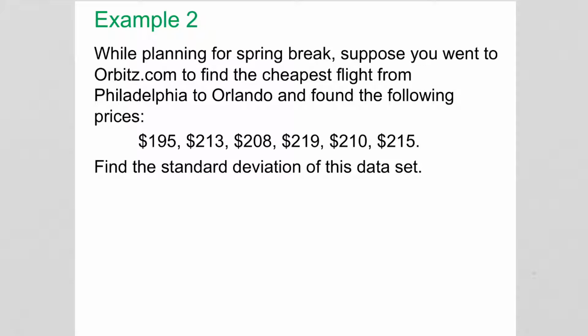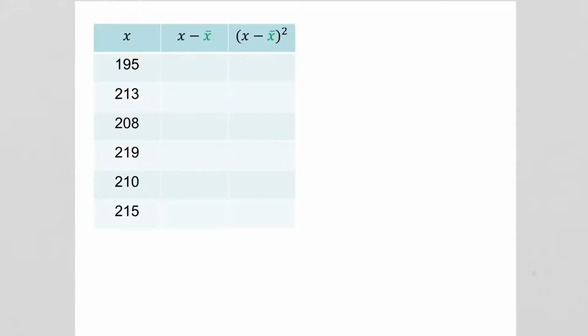Example 2 says, while planning for spring break, suppose you went to orbitz.com to find the cheapest flight from Philadelphia to Orlando and found the following prices. Find the standard deviation of this data set. So in this table here, I've listed the prices. And we're going to use the table to help guide us through finding the standard deviation. And the standard deviation is, again, the square root of the sum of data values minus the mean squared divided by n minus 1.